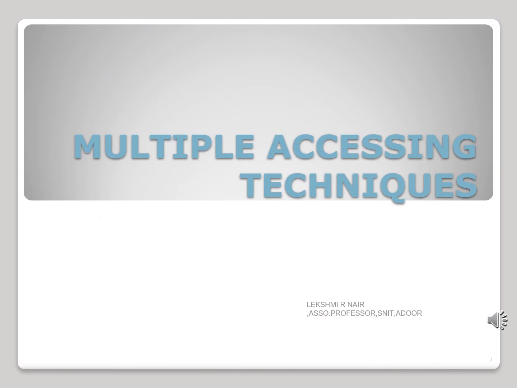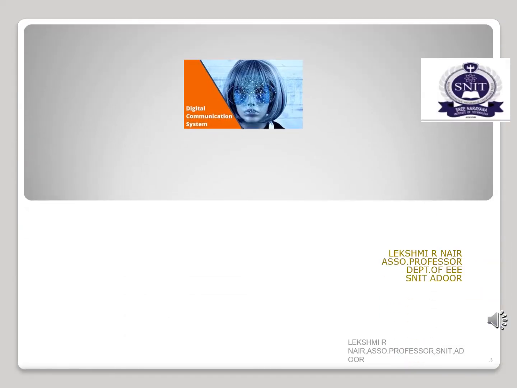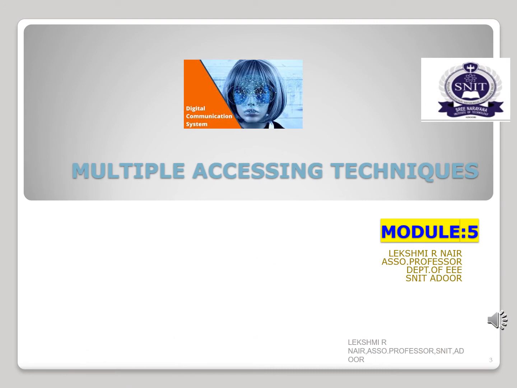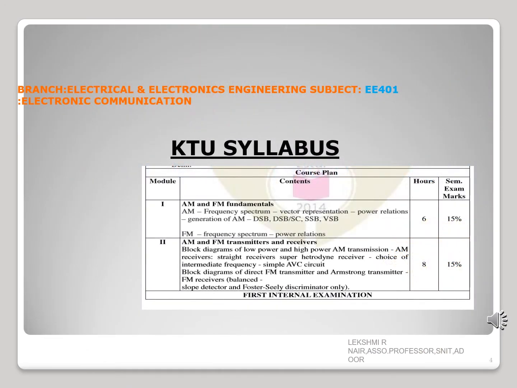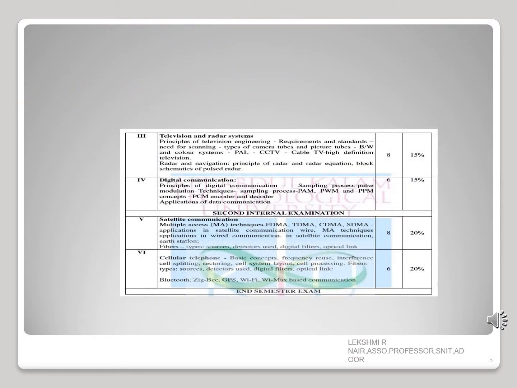Today we are going to discuss multiple accessing techniques. This topic comes in Module 5 of Electronic Communication for S7 students. So we will see the new module. We have finished the fourth module and now we are going to start the fifth module. In the fifth module we are covering satellite communication and optical communication.